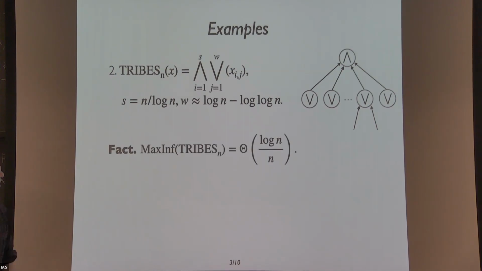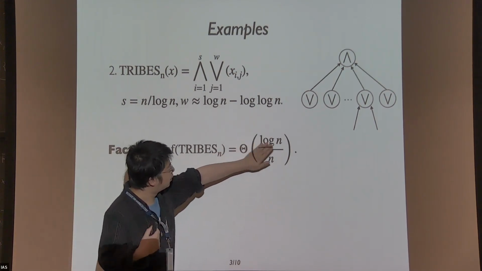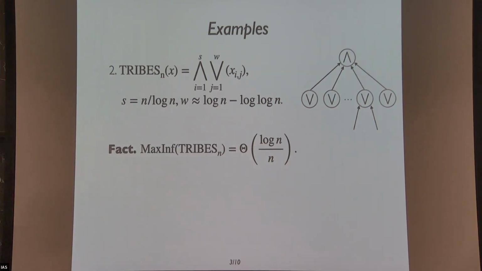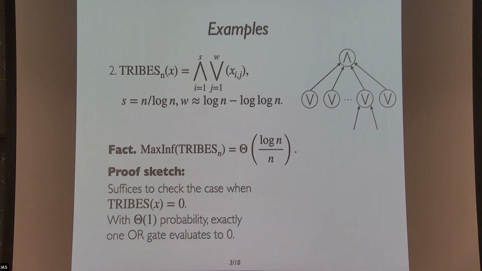The max influence of this function is about log n over n, with some constant again. Let's also very quickly check why this is the case. Here, let's just focus on the case where the function outputs 0.